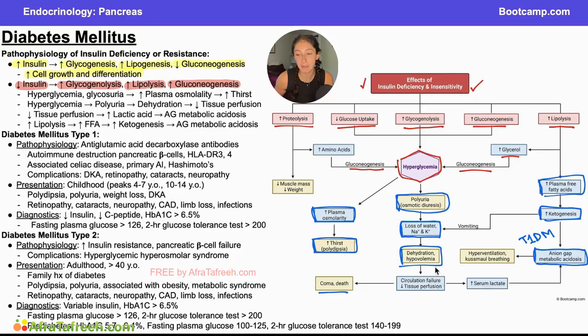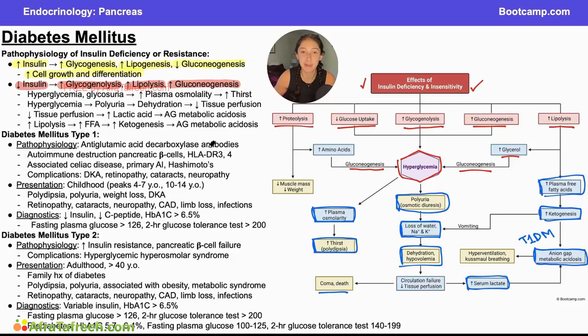Additionally, this anion gap metabolic acidosis can be exacerbated when we have the dehydration and the hypovolemia that we already talked about, leading to decreased tissue perfusion, tissue damage, and a rising serum lactate. That can also contribute to this anion gap metabolic acidosis. So as I said, more commonly seen in type 1 diabetes, and I would like you to associate type 1 diabetes with ketoacidosis, but an important pathway to be aware of the physiology as well.